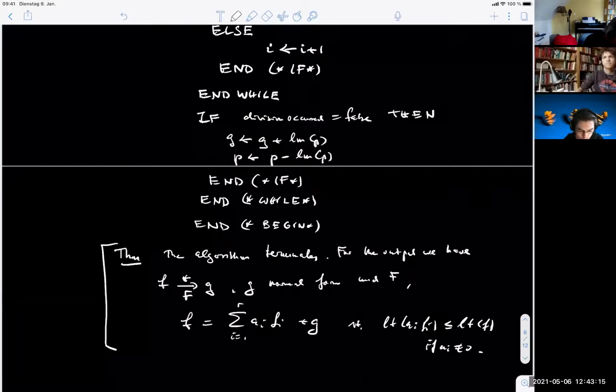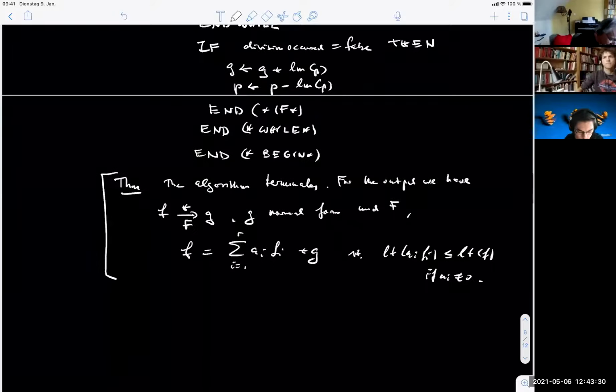I think it should be clear that this just generalizes the usual division with remainder algorithm that you know for polynomials in one variable. It just generalizes that. And maybe notation.